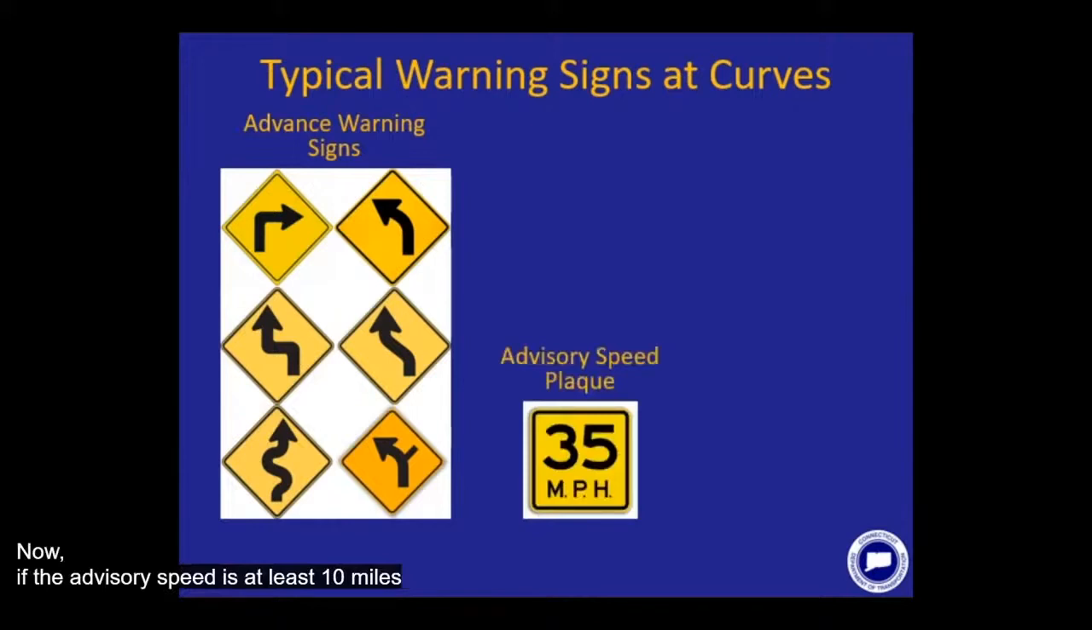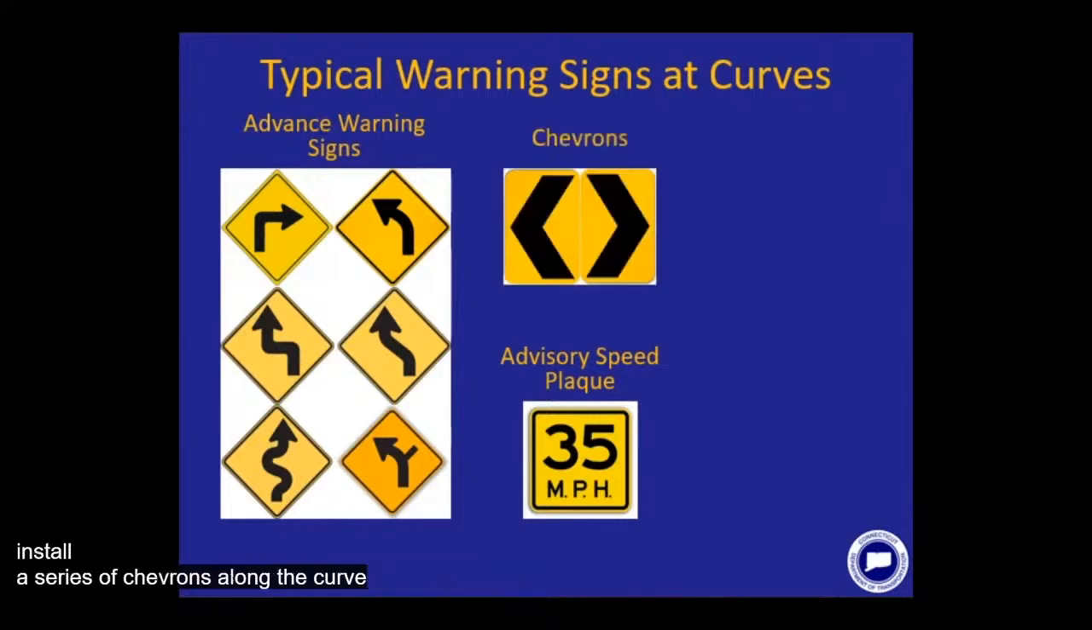Now, if the advisory speed is at least 10 miles an hour below the posted speed limit, we will also install an advisory speed plaque below that curve warning sign to notify motorists what the advisory speed of the curve is, so we can encourage them to slow down in order to safely navigate the curve. And to enhance this recommendation, we would also install a series of chevrons along the curve in each direction.